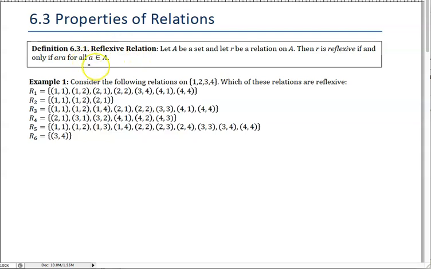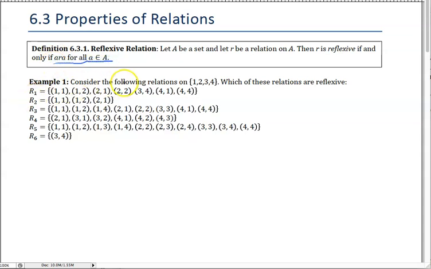In particular, we'll see the reflexive, symmetric, anti-symmetric, and transitive properties of relations. So we're going to start with the reflexive property. We call a relation reflexive if and only if aRa for all a in A.